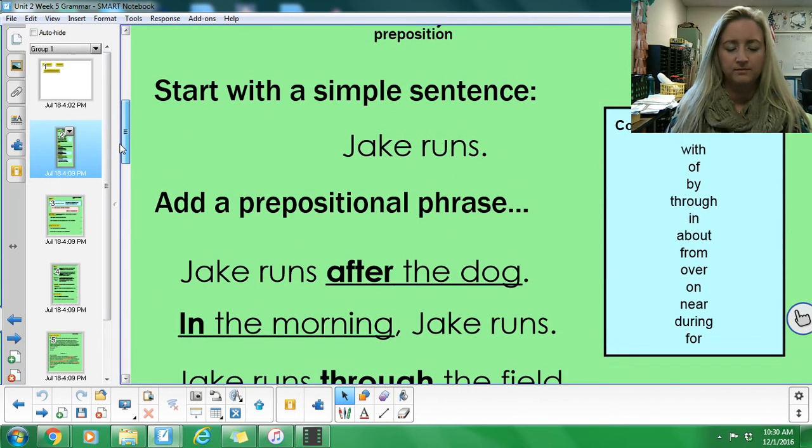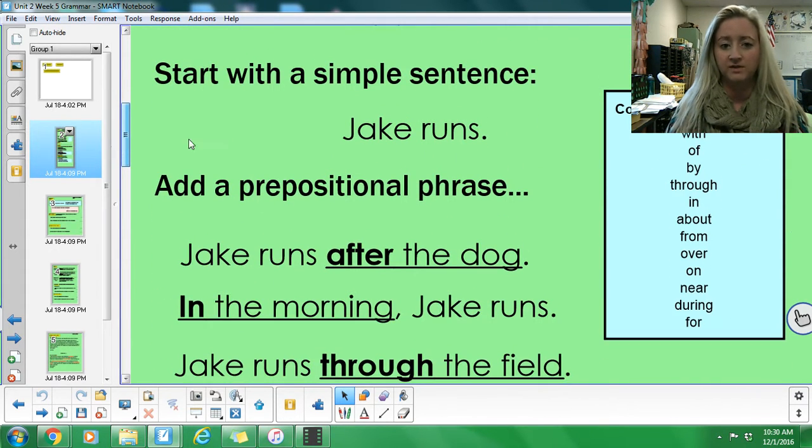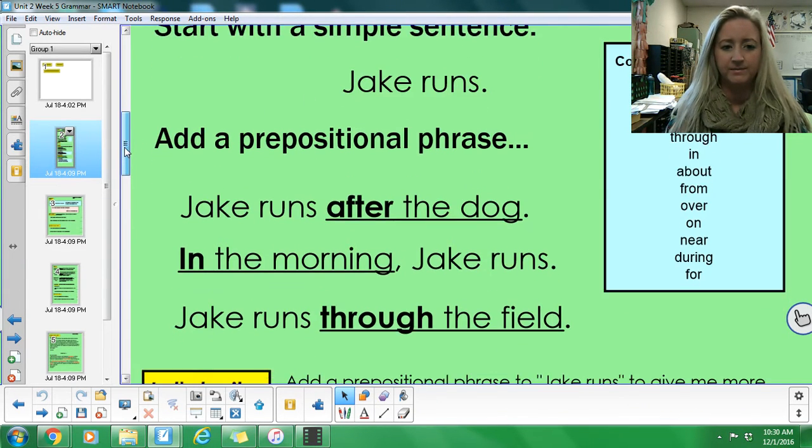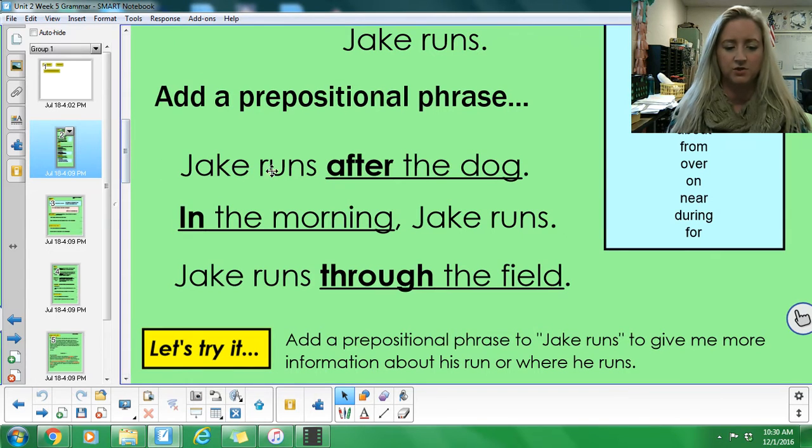In order to add them into your writing, you'd start with a simple sentence like Jake runs. We have a subject, we have a predicate. But I want some more information about what he's doing when he's running or where he's running. So I can add prepositional phrases like these. Jake runs after the dog. So after is a preposition, and he's going after the dog.